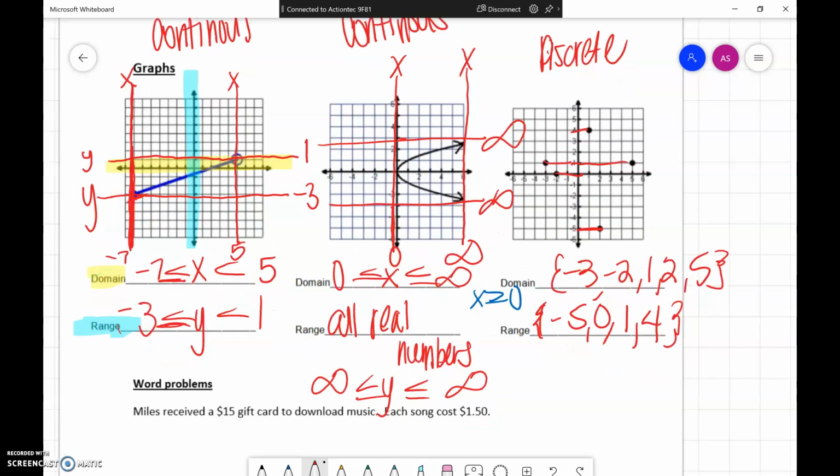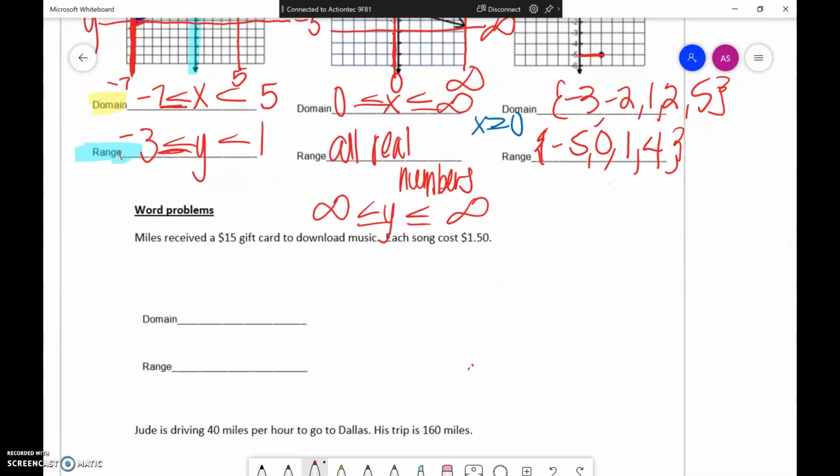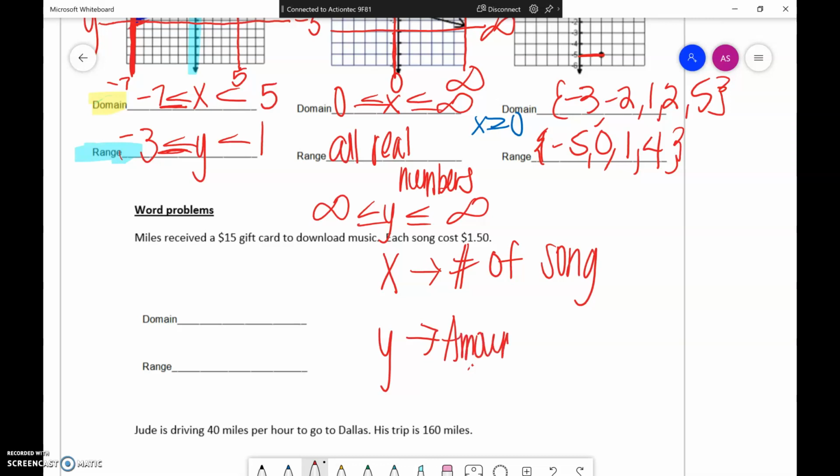All right. So last part is our favorite, our word problems. Okay. So it says Miles received a $15 gift card to download music. Each song costs $1.50. So x is going to represent our number of songs, and y will represent our amount left. So each time he buys a song that's on this $15 gift card, it's going to be taken away from the total amount. So how many songs can he buy?